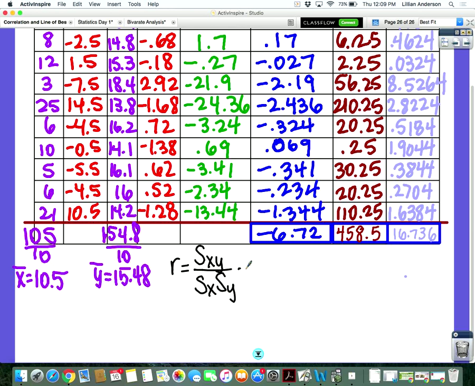Right? Yeah. And what was S sub xy? Sum of x minus x bar and y minus y bar. So it's basically this number right here, the number that's down here in this blue box in dark blue writing. That's your numerator.